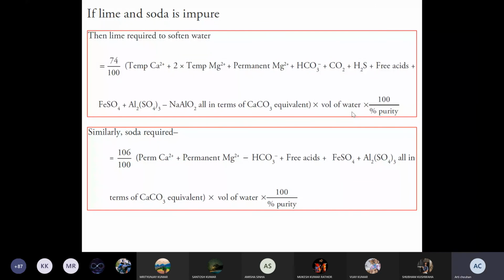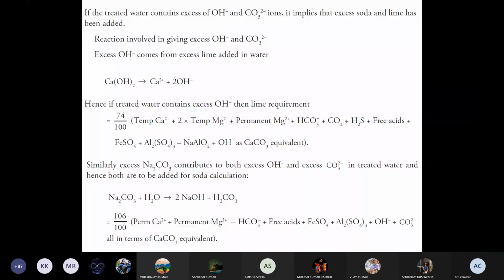And the last modification, or addition, to that particular derivation or calculation of lime and soda: if hydroxide and carbonate ions are given in the numerical. So one important point I already discussed with you, it implies that hydroxide and carbonate ions are present there because of the excess use of soda and lime during the process.